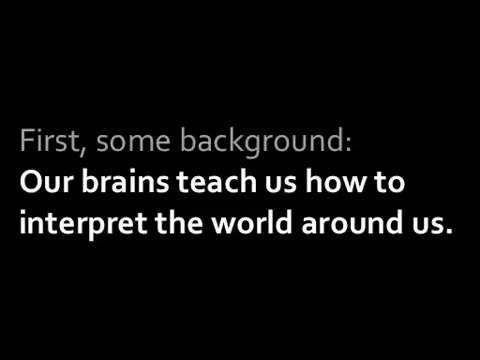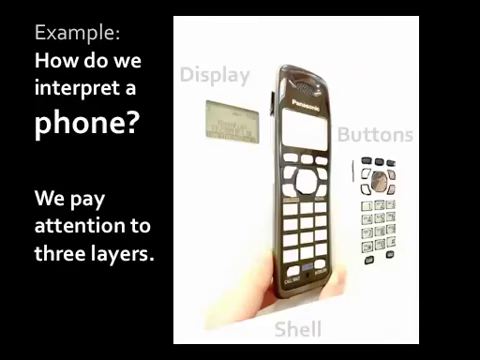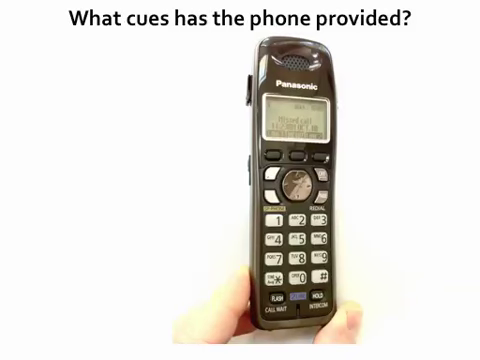Our brains teach us how to interpret the world around us. For example, how do we interpret a phone? Well, we pay attention to 3 layers. The display that shows what phone number you've called, the shell that you hold onto, and the buttons that you press. So what cues has this phone provided?